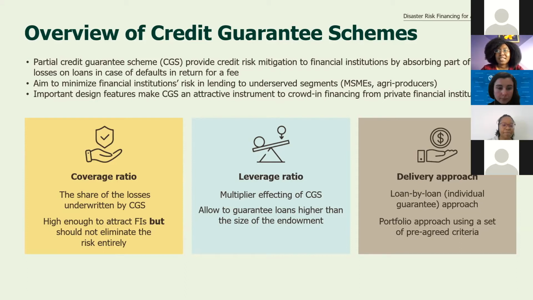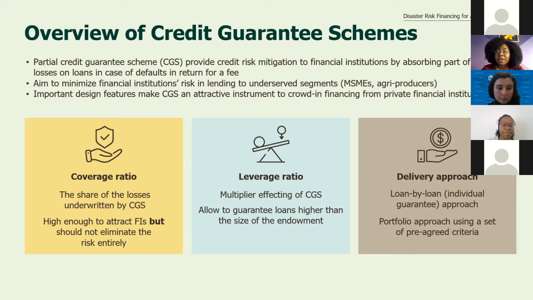And if this coverage is set at 100%, which provides full protection against default to the financial institution, then they might lower their credit appraisal and monitoring standards, which we don't want either. We don't want to disturb the financial sector. So it's important that the coverage ratio is high enough to attract financial institutions, but it should not eliminate the risk entirely from them. In most cases, credit guarantee schemes are partial credit guarantee schemes where the coverage ratio varies from 50 to 75%. In other cases, in particular in the context of COVID, we saw that some government schemes offered almost 90% coverage ratio to financial institutions.